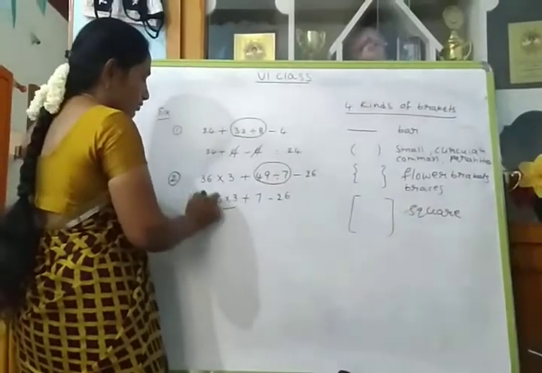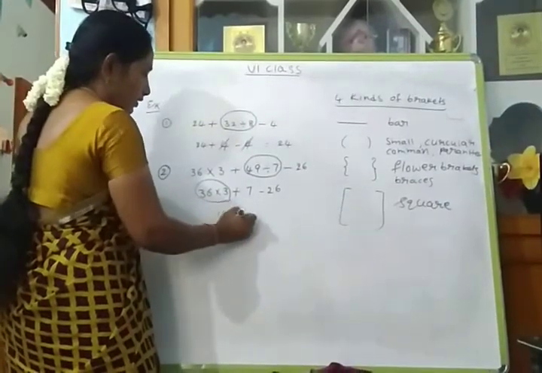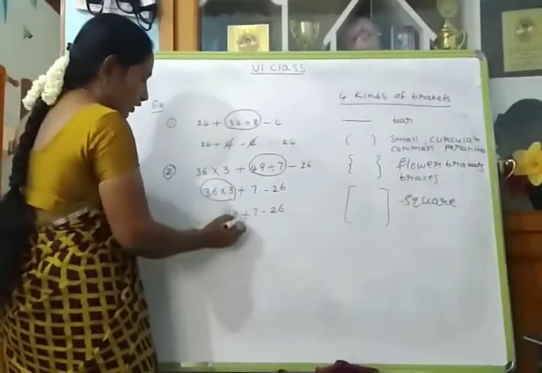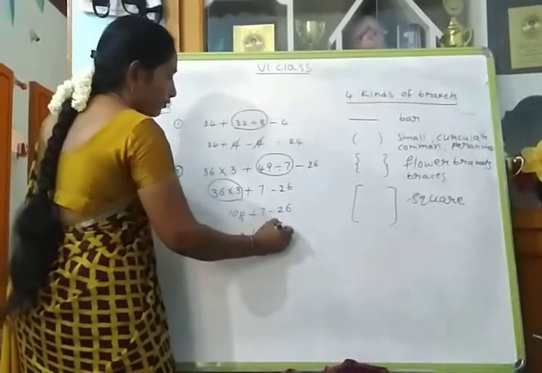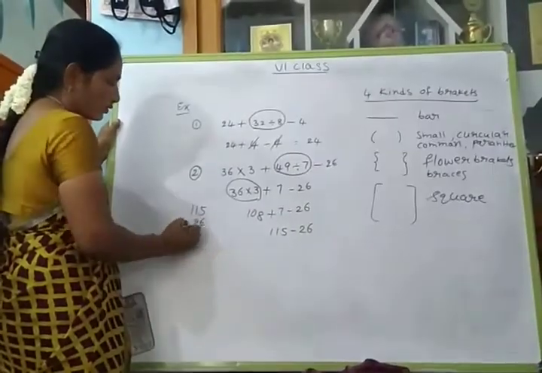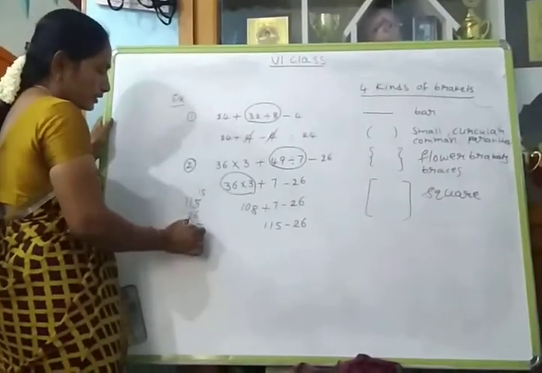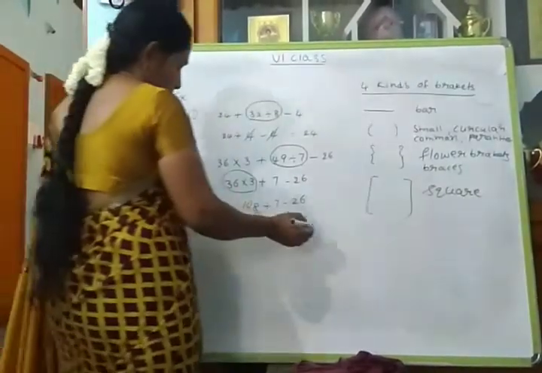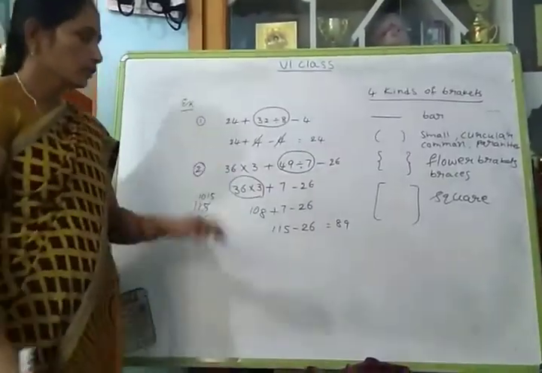Again multiplication. This one you have to do multiplication. 3 sixes are 18. 3 threes are 9 plus 1 is 10. So 108. Again here these are both addition, so first you do addition. 108 plus 7: 7 plus 8 is 15, 0 plus 1, so 115 minus 26. How much will you get? 15 minus 6 is 9, here 10 minus 2 is 8. So 89. Answer: 89. Like this we have to simplify.